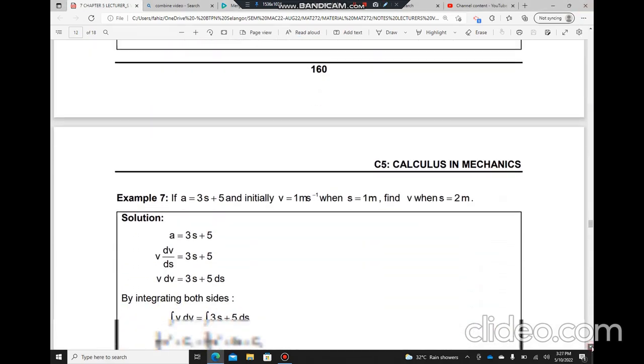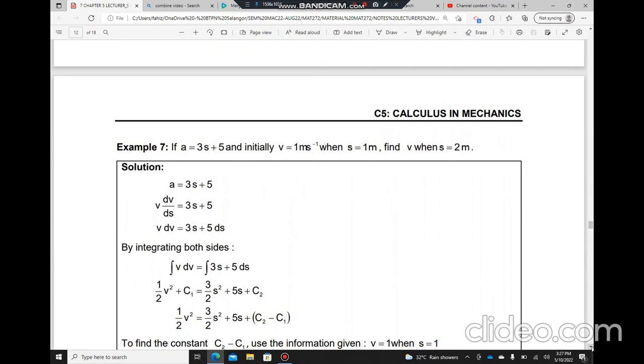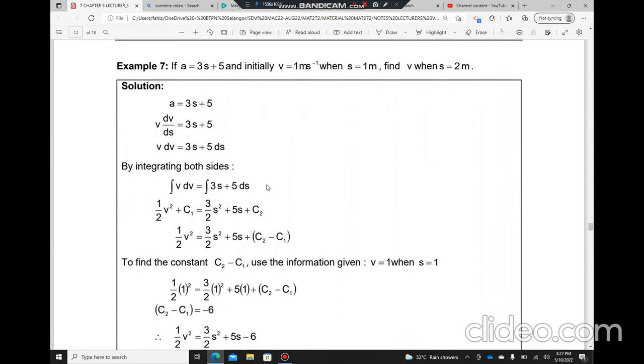Okay, then example 7. Cuba buat yang ni. Example 7. Baca betul-betul soalan. Diberi A equals to 3s plus 5. And initially, maknanya bila disebut initially ni, kita akan assume T equals to 0. Okay, so V equals to 1 when S equals to 1 and find V when S equals to 2. So first kita buat macam tadi, kita asingkan A ni, kita ganti dulu dengan V dVds sebab kat sini ada S. So kita gantikan A sebagai dVds.